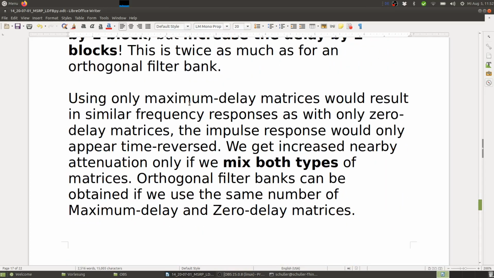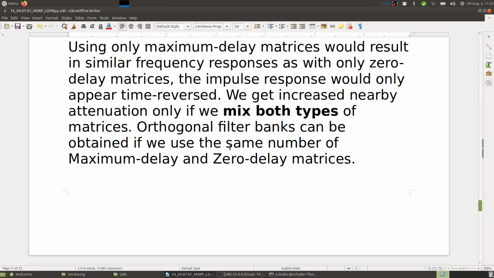So using only maximum delay matrices would result in similar frequency responses as with only zero delay matrices. The impulse response would only appear time reversed. We get increased nearby attenuation only if we mix both types of matrices. Orthogonal filter banks can be obtained if we use the same number of maximum delay and zero delay matrices. Then we get orthogonal filter banks.